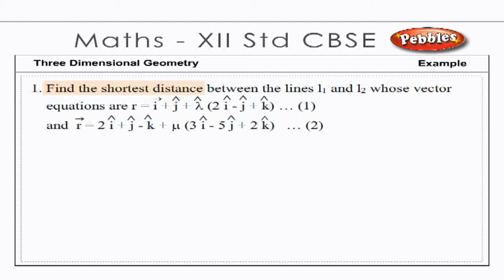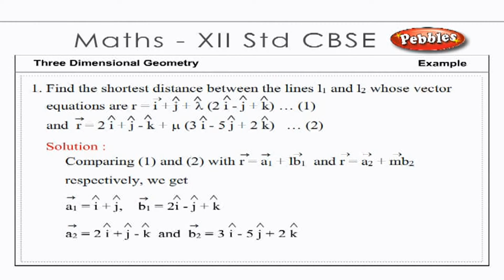Find the shortest distance between the lines L1 and L2 whose vector equations are r vector = i cap + j cap + lambda (2i cap − j cap + k cap), equation 1, and r vector = 2i cap + j cap − k cap + mu (3i cap − 5j cap + 2k cap), equation 2. Solution.